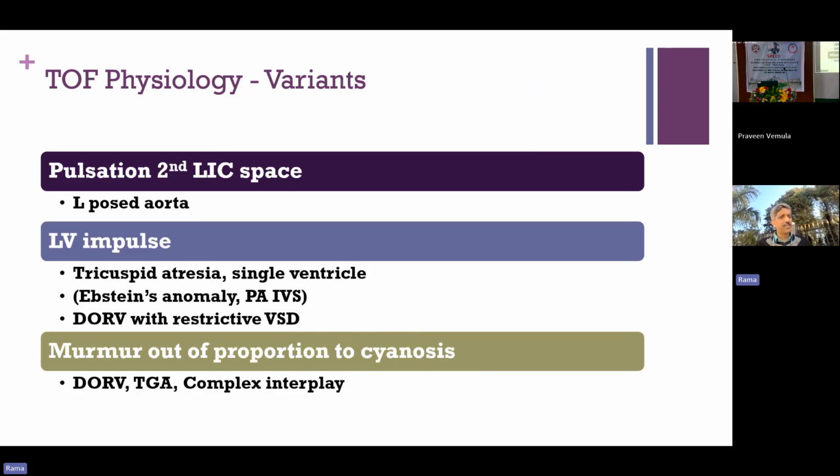Ebstein anomaly and PA-IVS are the non-tetralogy-like physiologies with LV apex. So cyanosis with LV apex, these are the 5 conditions that can produce it.